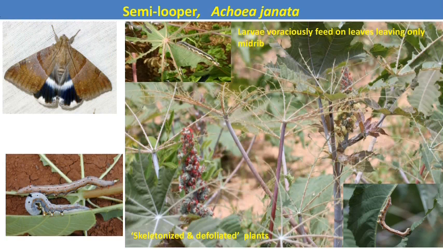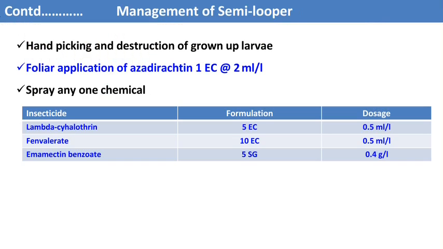It is a voracious feeder on the leaves. They start their feeding from the margin up to the midrib, and in case of severe infestation, skeletonization of the leaves occurs and the plant is completely defoliated. For management of the semilooper, we can spray the crop with neem-based products like azadirachtin, and lambda-cyhalothrin, fenvalerate, and emamectin benzoate are the recommended insecticides against the semilooper in castor.